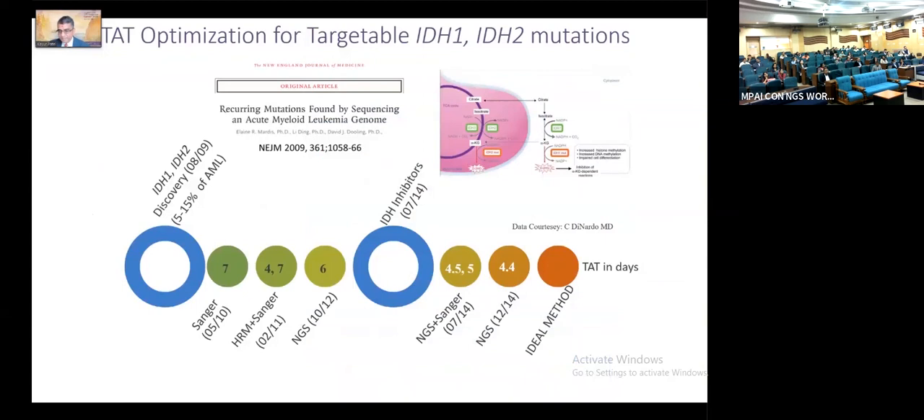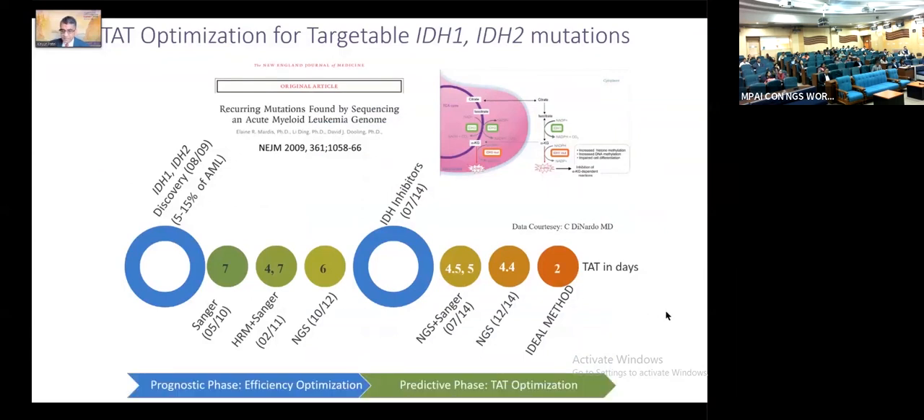However, at the same time, while we were able to deliver this comprehensive content, the therapeutic field kept moving along. And this is an example of our IDH1 and IDH2 assays, for which fortunately there are targeted therapies available, but they would move these biomarkers from being purely prognostic in nature in the earlier phase to actually predictive in nature in the later phase.